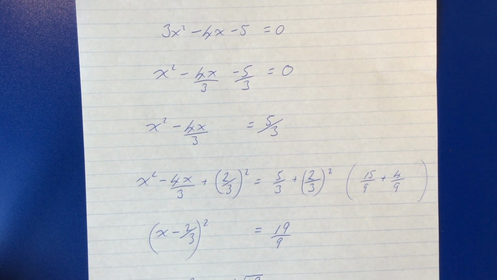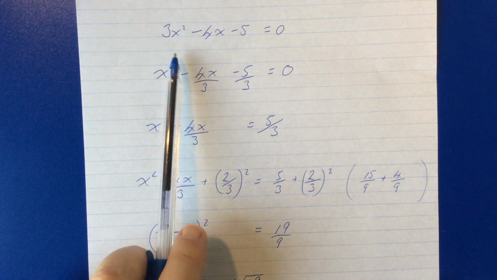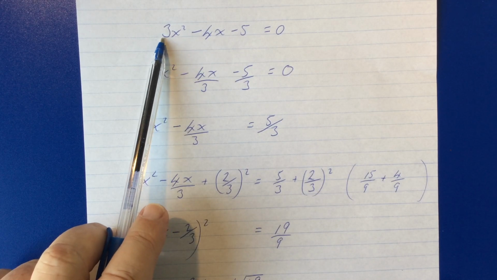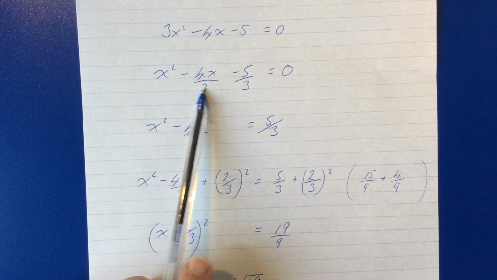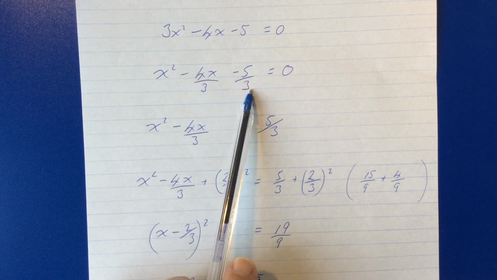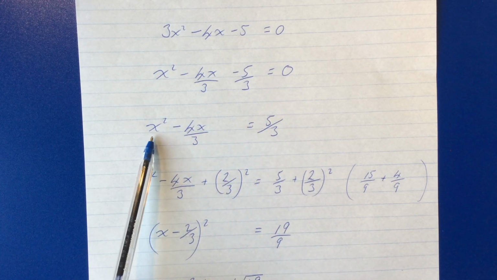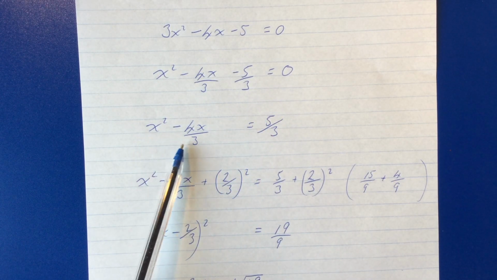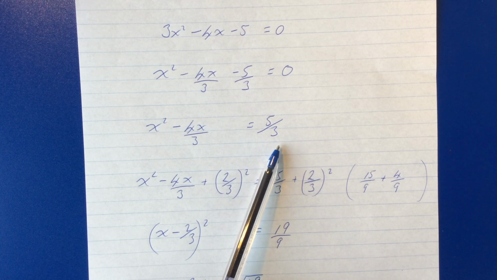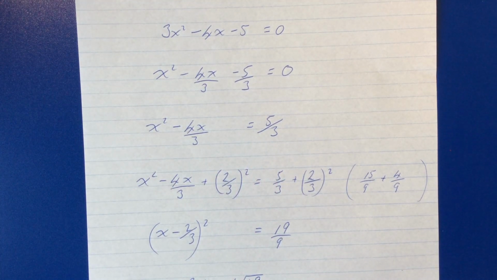Okay, so here's our equation. The first thing that we do is we need to get rid of this, so we simply divide through by 3. Everything gets divided by 3. And we do wind up with one or two ugly looking things here as a result. Okay, well, here we go.